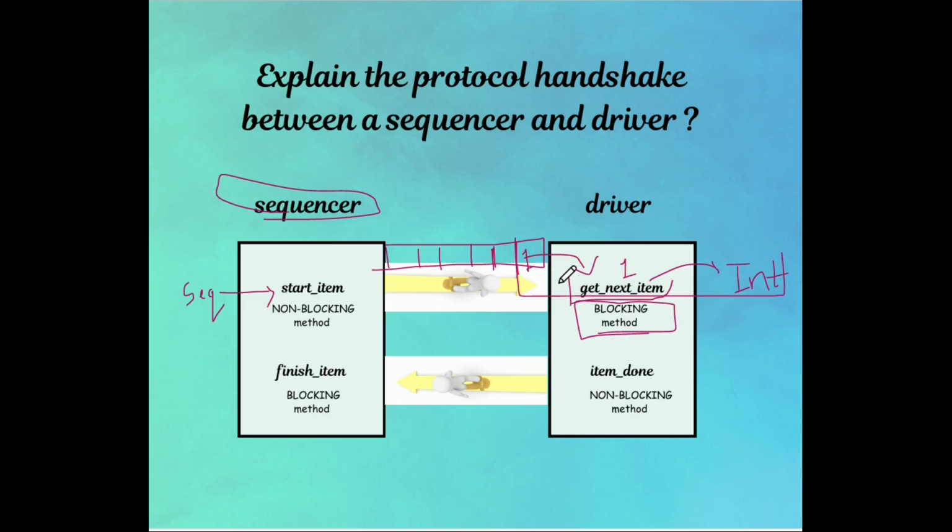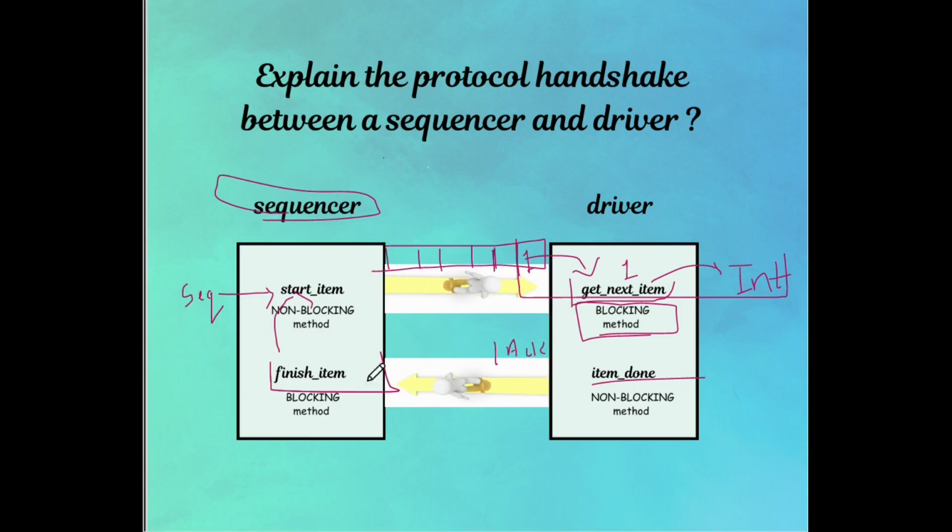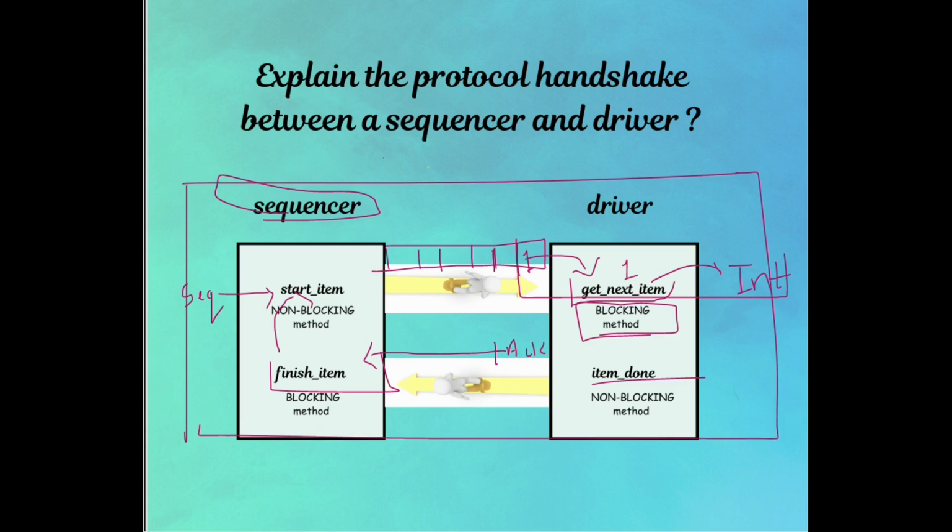Now if the process of transferring the first packet to the interface is complete, item done will send a response to finish item. Here is also one FIFO. For example, if our response is an acknowledgement, finish item is also a blocking method, so it will block until the acknowledgement comes to finish item. So finish item will make sure that get next item sends this data to the interface and the response comes. So this is the whole process of sequencer and driver handshake.